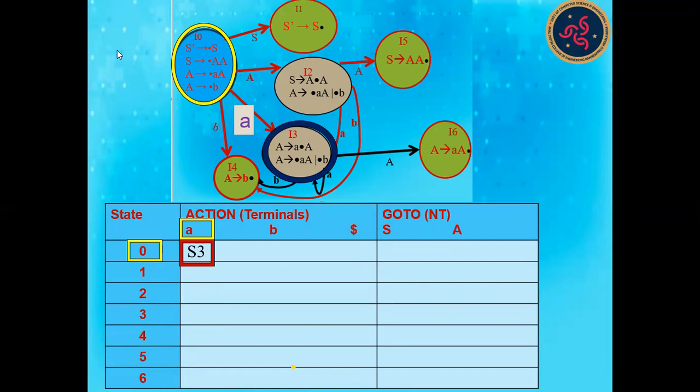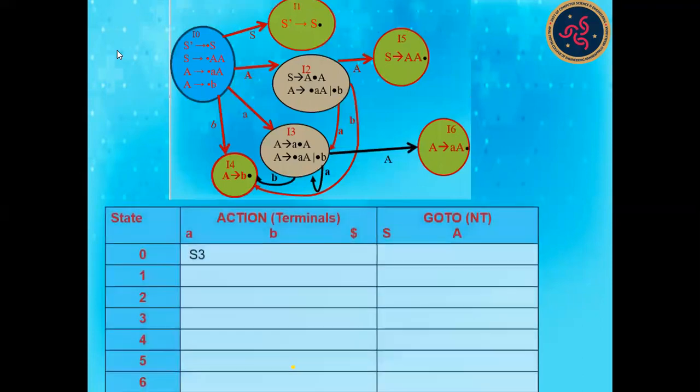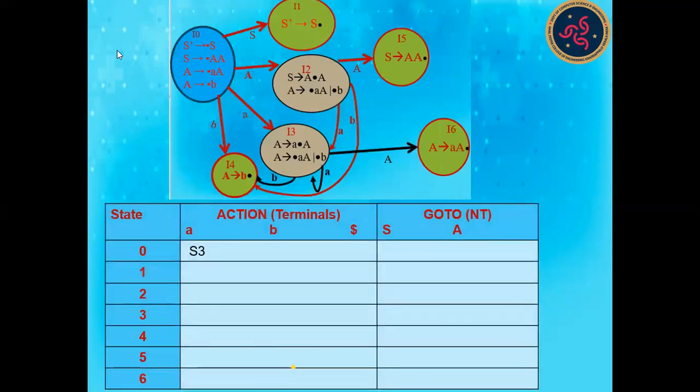Initially consider the states. First we can consider the initial state and our terminal symbols. We have to find out inside our DFA, when at the current state I0, when A comes, the state is moved from I0 to I3. So here we have to write S3. S represents shift and 3 is the state number. Next we can do the second operation. Now inside the table we have this entry S3.